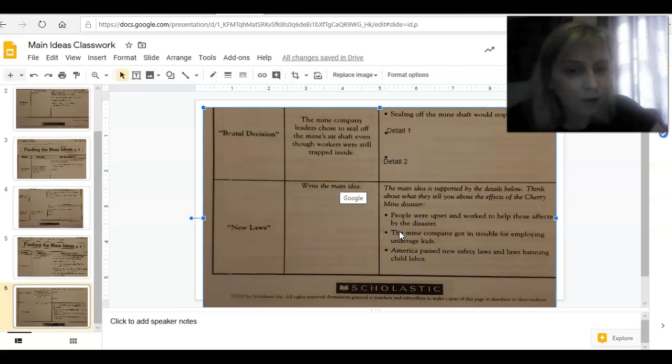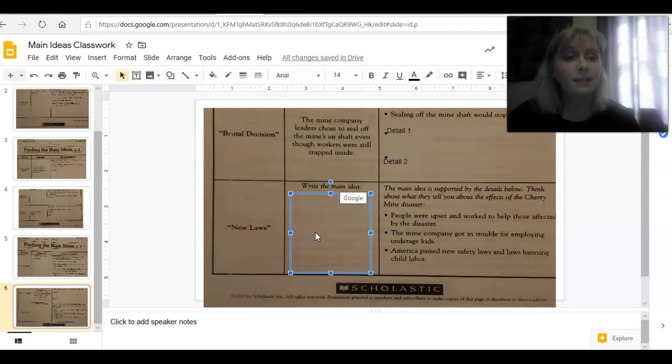The details are: people were upset and worked to help those affected by the disaster. The mine company got in trouble for employing underage kids. And the last one is America passed new safety laws and laws banning child labor. So when you think about those 3 details, what main idea are they supporting? What point are they proving, the 3 of them together? And that's going to be your main idea. And again, use that subheading, New Laws, to help guide you as you write your main idea.